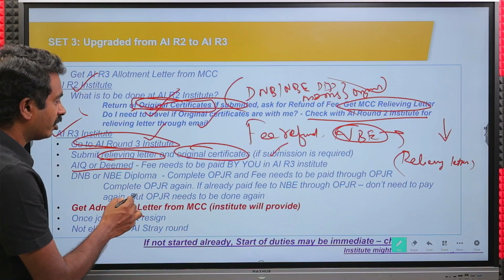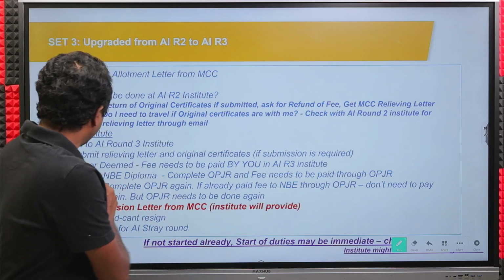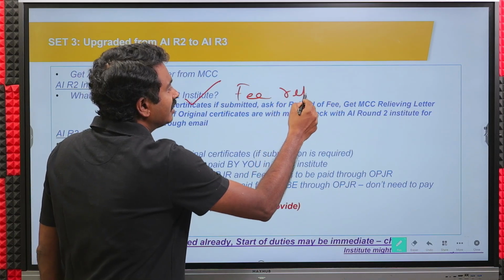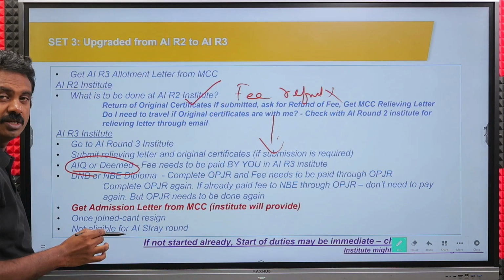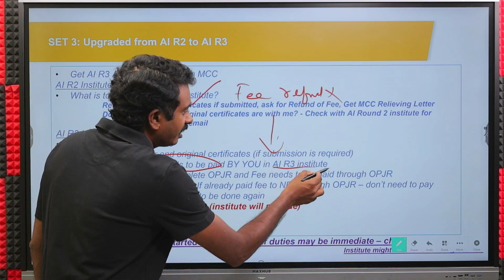If it is a deemed university, the fee needs to be paid by you. Note that, very clear. In case of a deemed university, whether they give a fee refund or not does not matter. Fee transfer will not happen from the All India round 2 to the All India round 3 institute. You will have to pay the fee at the All India round 3 institute.